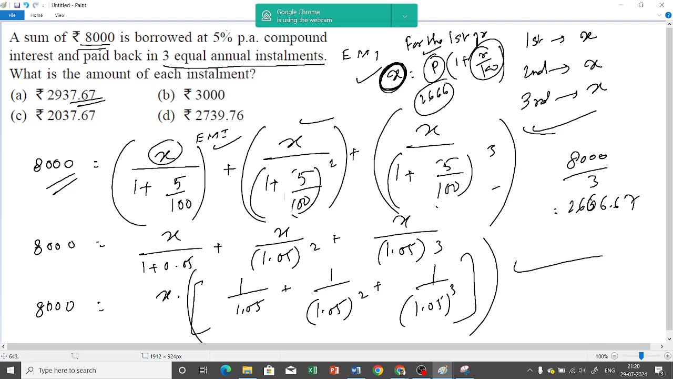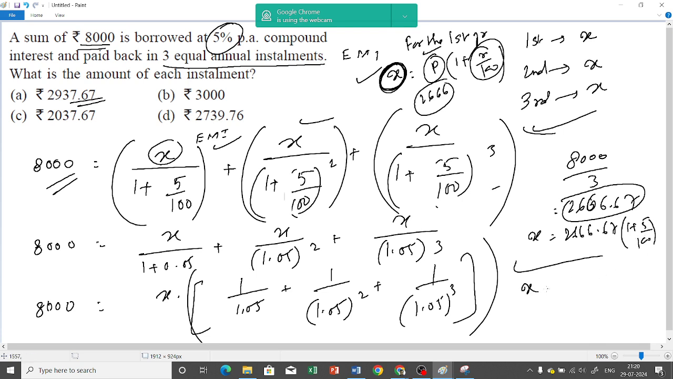But what about the interest then? There is interest compounded annually. That means for every year that interest is compounded. So for the first year, what you are going to pay, this is going to be your principal, 266.67 into 1 plus 5 by 100. This for the first year.